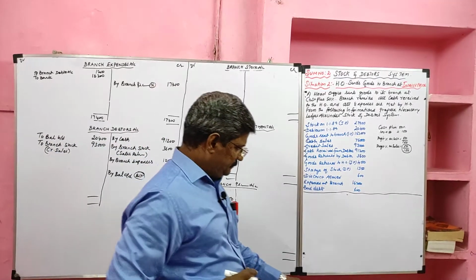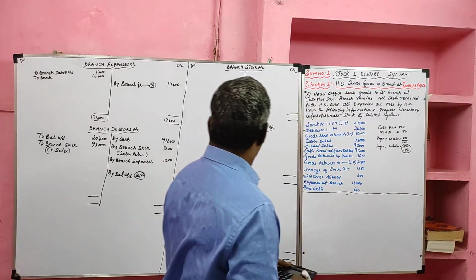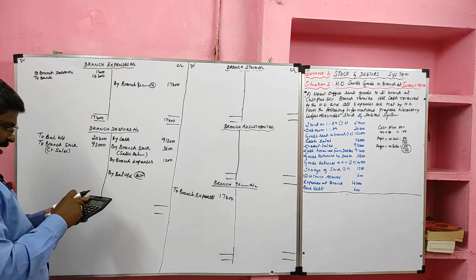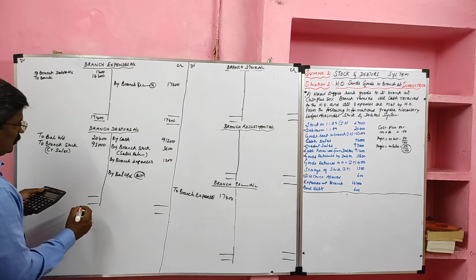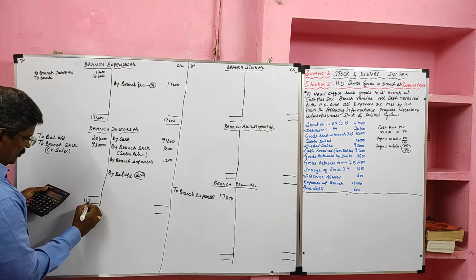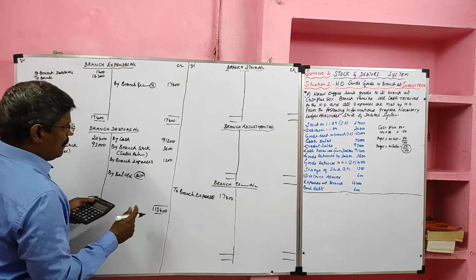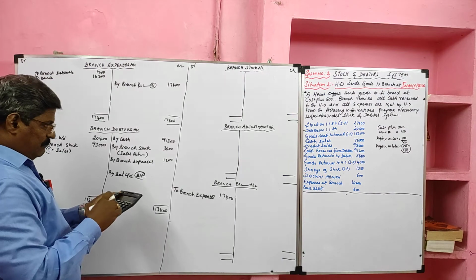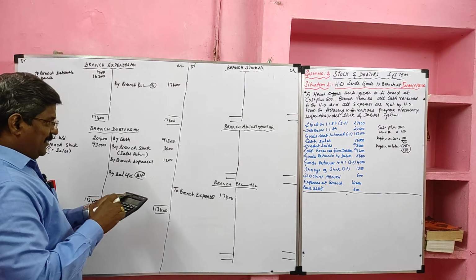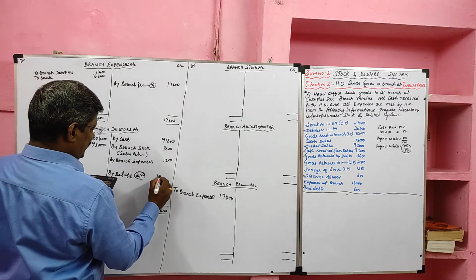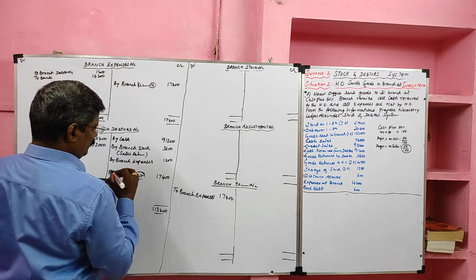Yes, students. First we will total the debit side: 20,400 plus 93,000. So the debit side total is 1,13,400. Then 1,13,400 minus 91,200 minus 3,600 minus 1,200. So the closing balance of debtor is 17,400.